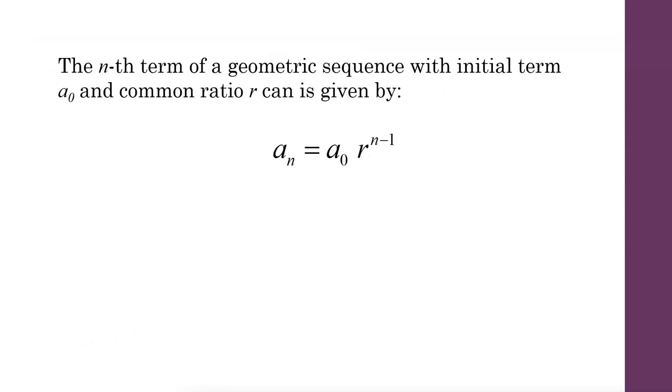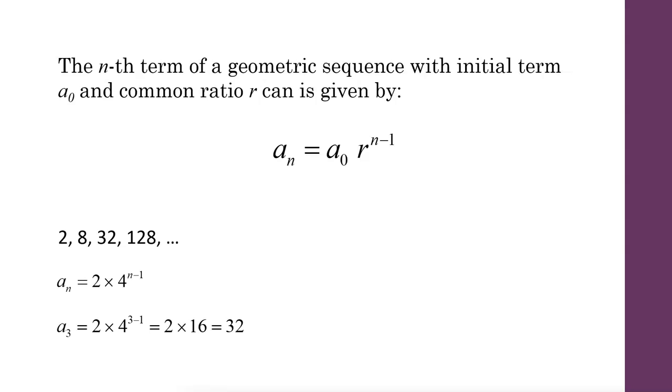Generally, we can write the terms of a geometric sequence using this formula. So the nth term, a sub n, could be found by taking the very first term, a sub 0, and multiplying it by r to the n minus 1. Notice the power is 1 less than the term we're looking at. So for the third term, we would be multiplying by r squared, because the very first term we start with isn't multiplied by anything.